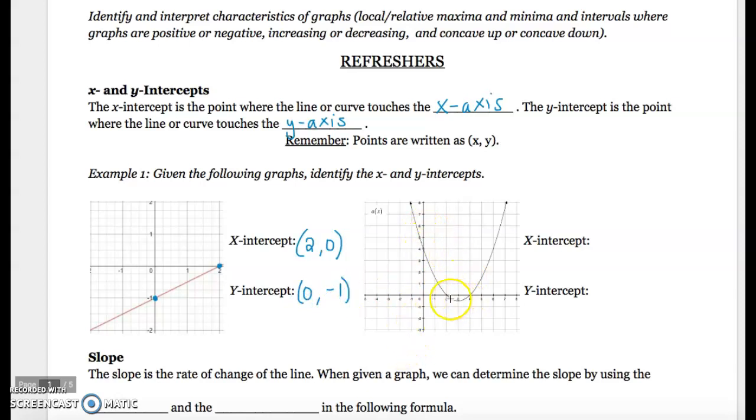Same thing over here. This one actually has two x-intercepts, one right here, one right here. So it has two x-intercepts, one at (2, 0), and one at (4, 0). Then the y-intercept up here at (0, 4). The most common thing I see is students will tend to mix up these numbers. So remember, when you are graphing a point, x values go first, so how far it goes left and right, and then up and down.